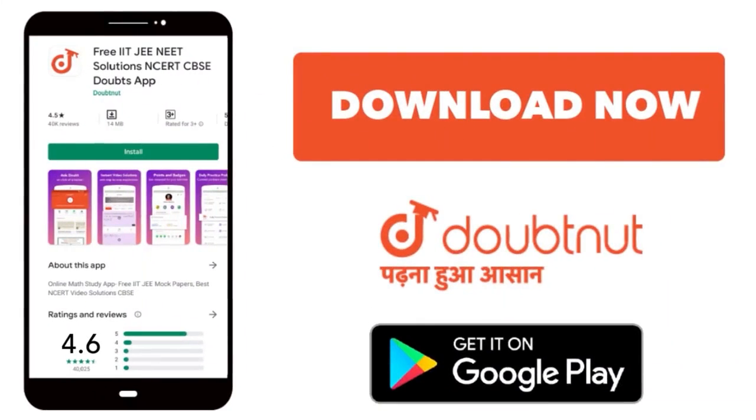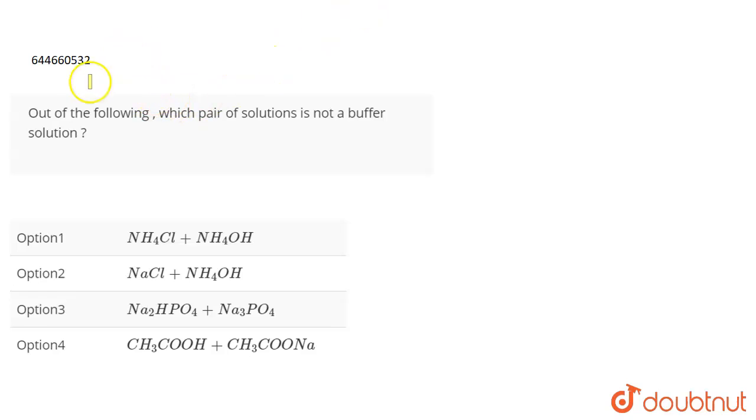The question is, out of the following, which pair of solutions is not a buffer solution? Now, buffer solutions are those that resist the change in pH whenever a small amount of an acid or a base is added to it, right?